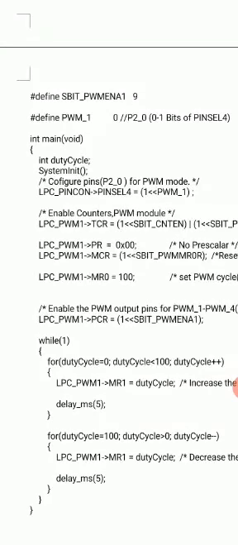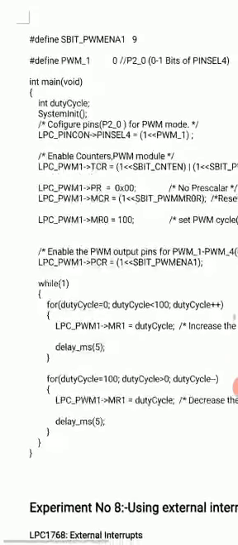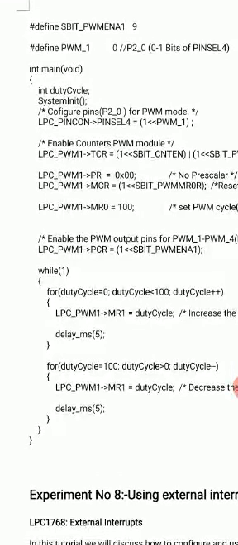Next, you have to put the maximum duty cycle into MR0. So LPC_PWM1 MR0 is equal to 100. This is the maximum reset duty cycle. Next, we have to enable which channel we are working with, right? So we have enabled the whole PWM module. Now we have to enable the channel we are working with.